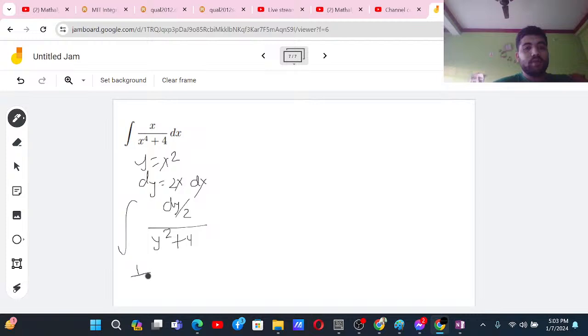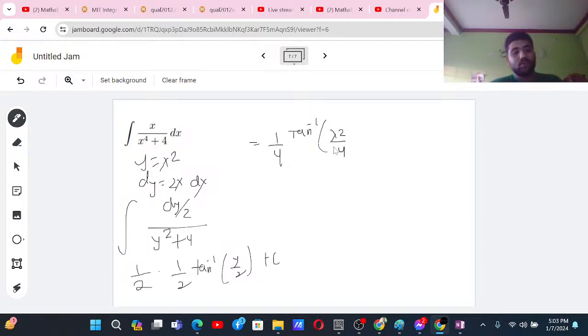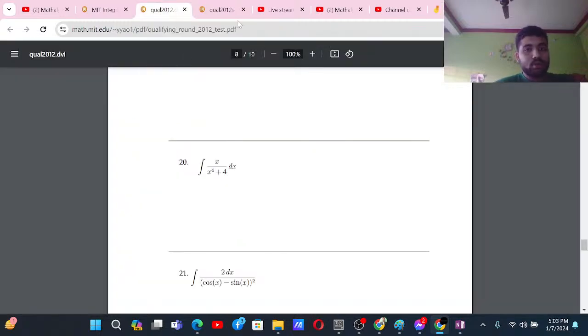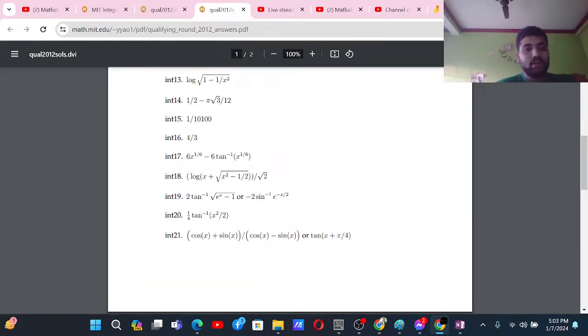So yeah, we have the answer 1 by 2, and then 1 by 2 tan inverse y by 2 plus c. So that's just 1 by 4 tan inverse of x square by 2, plus c. That's the answer. 1 by 4 times tan inverse of x square by 2 plus c.